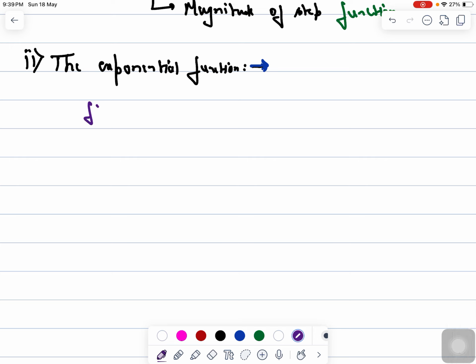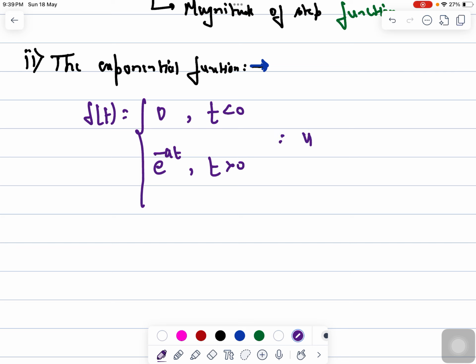So let's say, how does it look? If f(t) is a function having magnitude 0 when t is less than 0, and having magnitude e to the power minus at when t is greater than 0. This can also be written as u(t) into e to the power minus at, right? So u(t) is the unit step function which is being multiplied with the exponential function e to the power minus at.